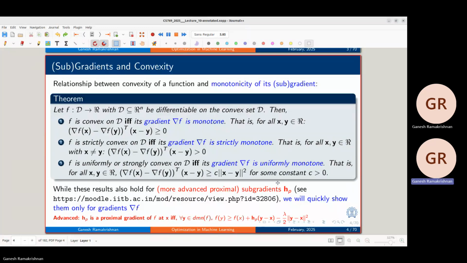If a function is convex, is a subgradient guaranteed to exist? And subgradients is what entire ML today thrives on, right? So what happens? Is it if and only if, first of all?